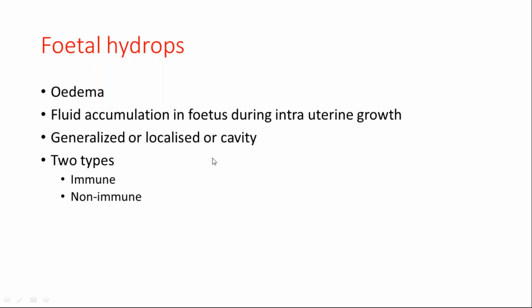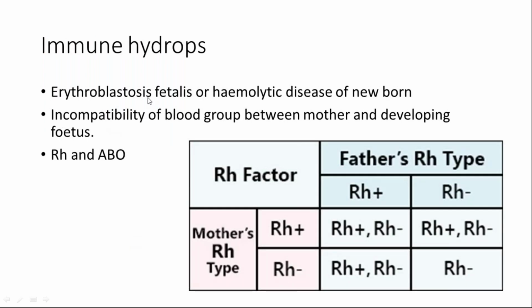So what are the causes of these fetal hydrops? It is mainly because of two types. One is due to immune reasons, that is RH or ABO incompatibility. The other causes are non-immune hydrops. So coming to immune hydrops, it is also known as erythroblastosis fetalis or hemolytic disease of the newborn.